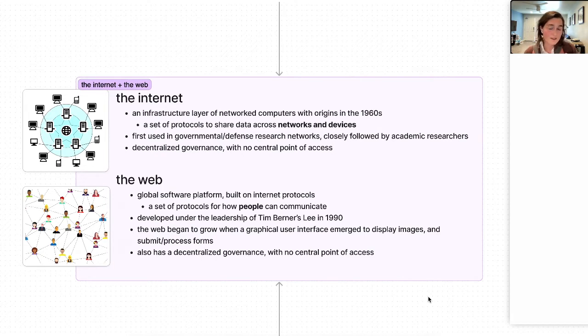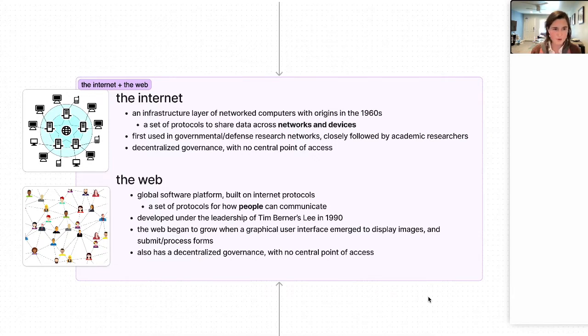So giving the internet this kind of face and this interactivity layer where we could display images, people could submit and process forms. This feels more like how people communicate. It gave us a way of interacting with each other, which is obviously pretty cool. It's awesome that we can do this and not be in the same place and still communicate.